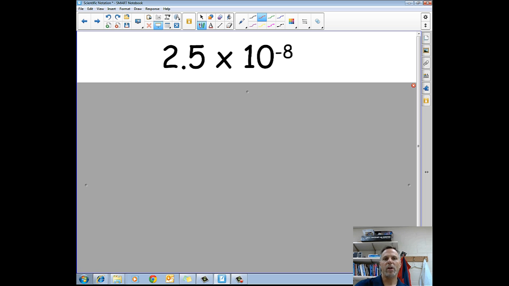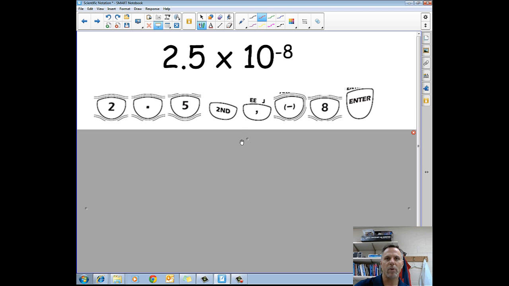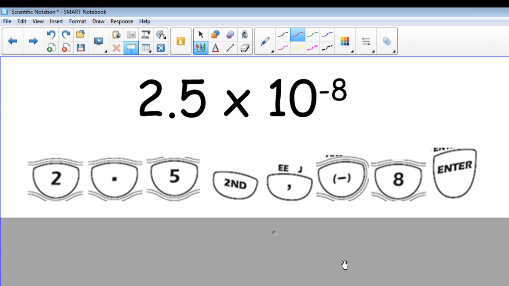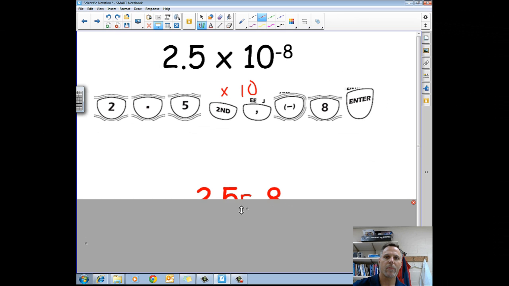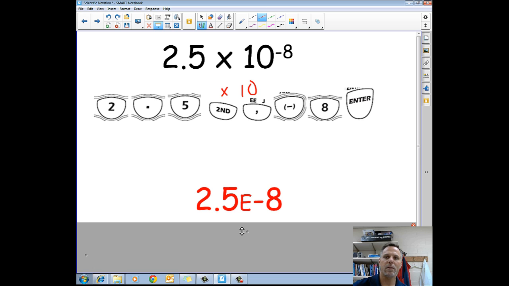Okay, we have the number 2.5 times 10 to the minus 8th. If you want to plug that into your calculator correctly, hit the following buttons. 2, decimal point, 5, and then the times 10 to the button's right here. This is the times 10 to the button, so second function EE, and then it goes -8 and hit enter. And when you do that, what it should read on your screen is the following: 2.5, a little e, -8. That's the symbol in your calculator for 2.5 times 10 to the minus 8th.